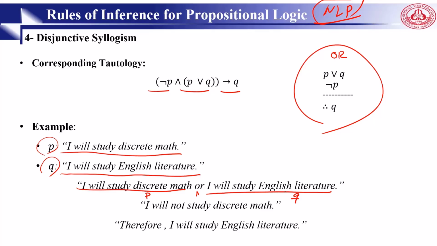P or Q. Then we say, I will not study discrete math. It means what? Negation of Q. And based on this rule, we can come to the conclusion that I will study discrete math, because one was violated, then we can go to the second one.